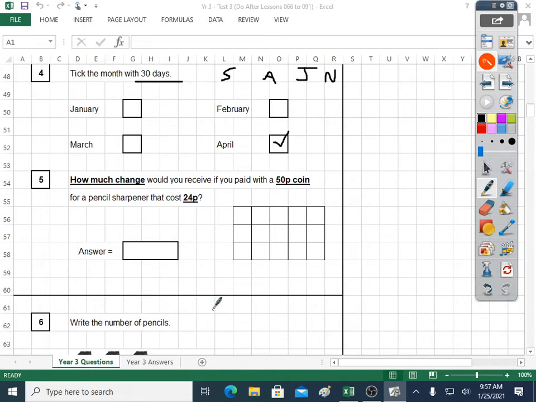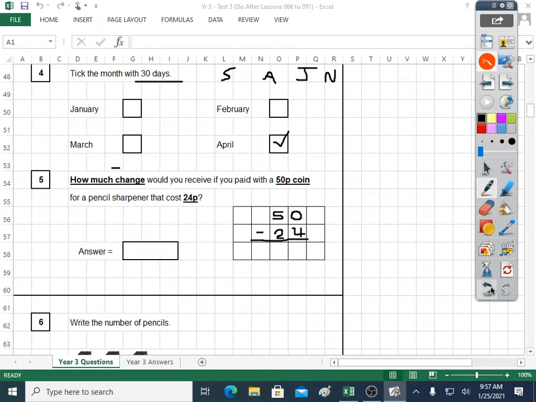So question 5, how much change? Now when I see how much change, I'm thinking I'll have to do a minus at some point, because how much change is normally a minus question. How much change would you receive if you paid with a 50p coin for a pencil sharpener that cost 24p? Well, I know I spent 24p, got to find my change. The money you started with, the 50p coin, take off the money you spent, that will show you the change.